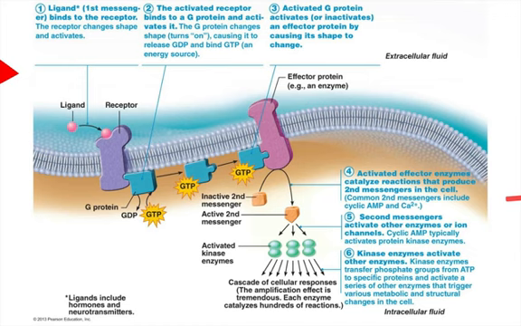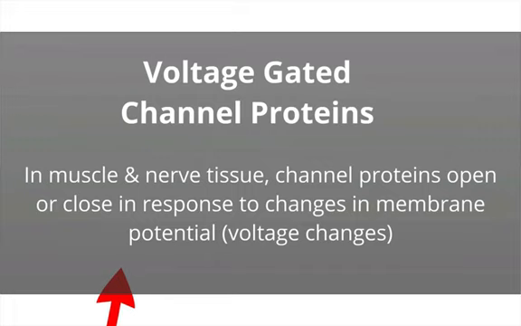So in this case, remember, the ligand was the first message, and that active second messenger inside the cell is the second message. From here, let's talk about voltage-gated channel proteins. These are going to be very important when we're discussing nerve and muscle tissue. Channel proteins open in response to changes not in a ligand, but actually voltage changes across the membrane.